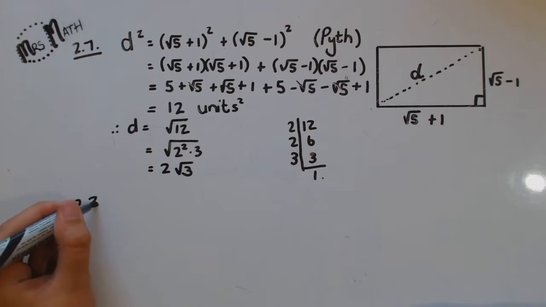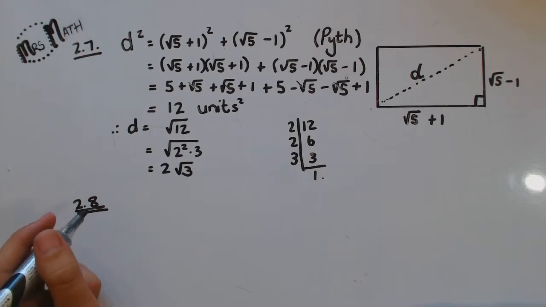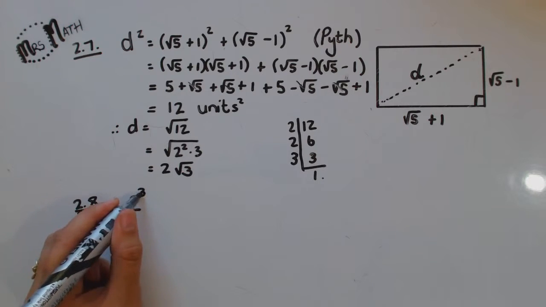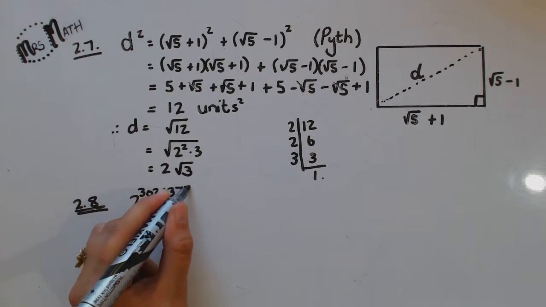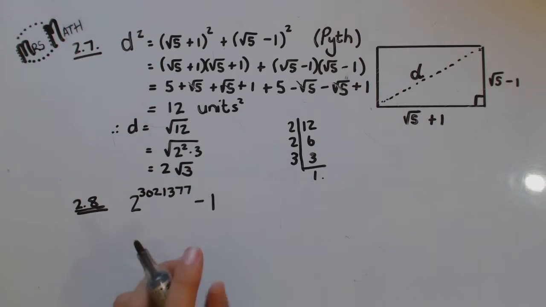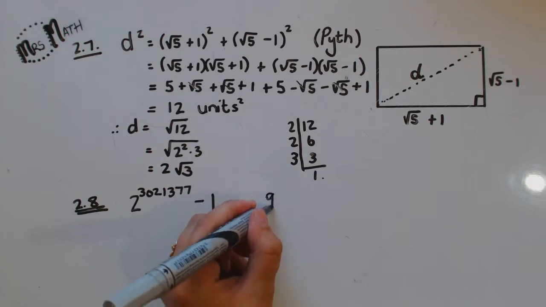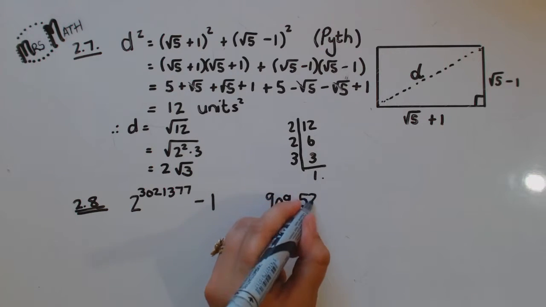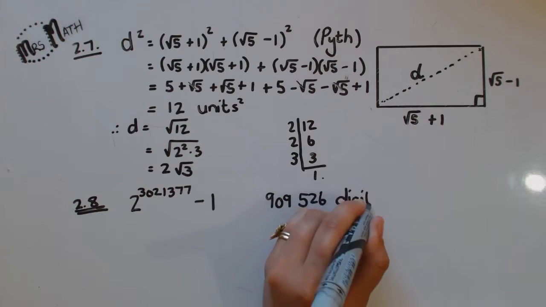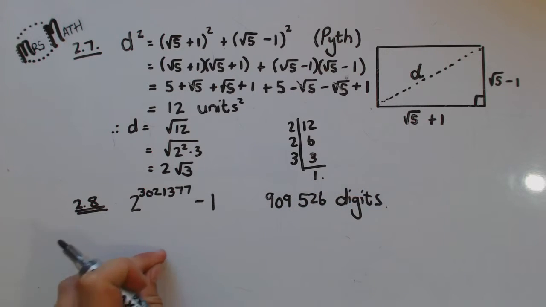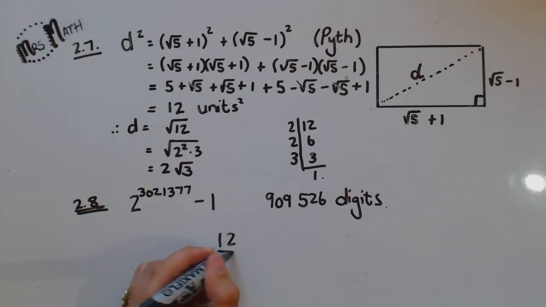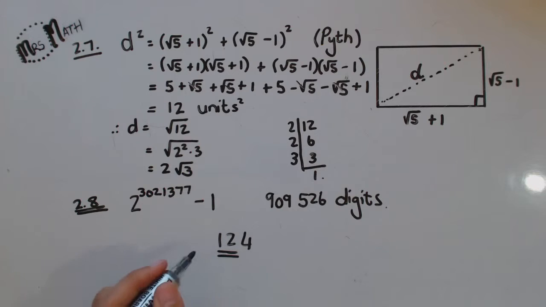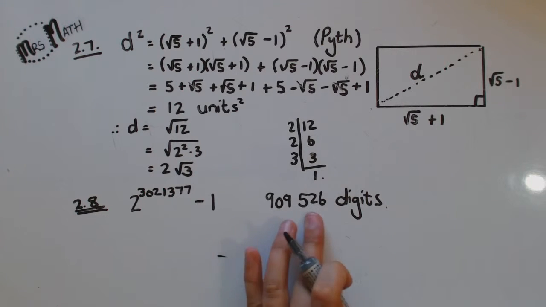Let's look at 2.8. In 2.8 they say, in January 1999, by working out 2 to the power of 302,1377 minus 1, a computer took 46 hours to find the largest prime number. It contained 909,526 digits. So if I multiply this, it's a number that has, this is 1 digit, this is 2 digits, this is 3 digits, okay?